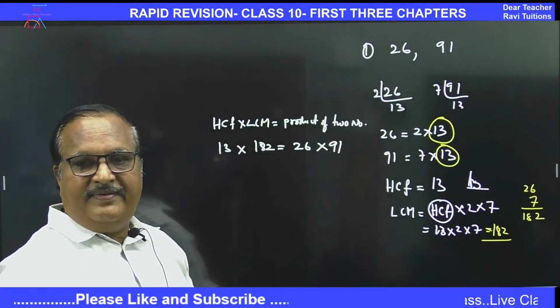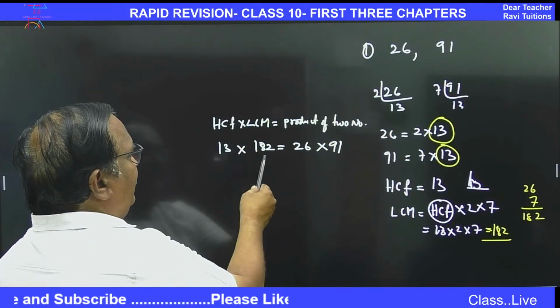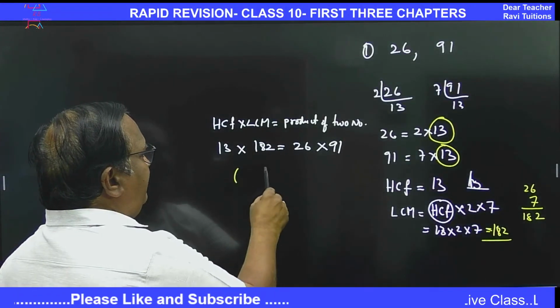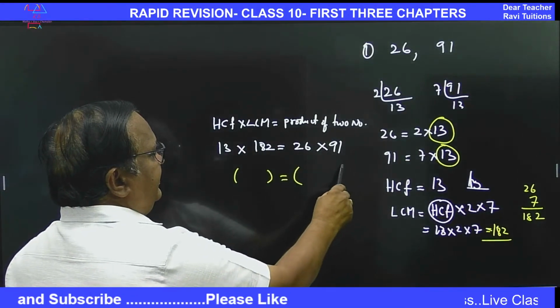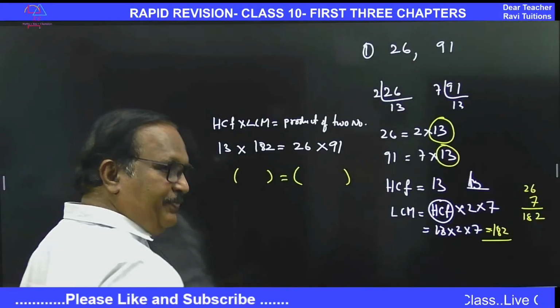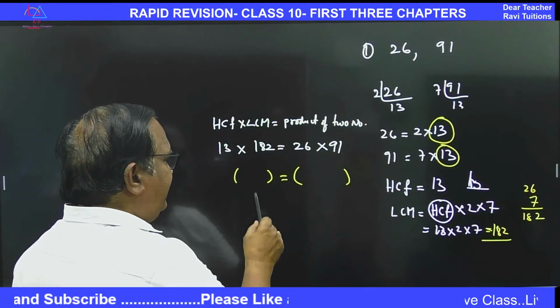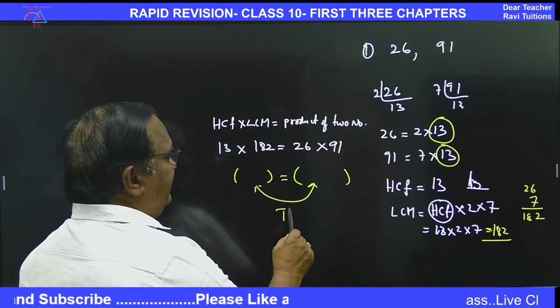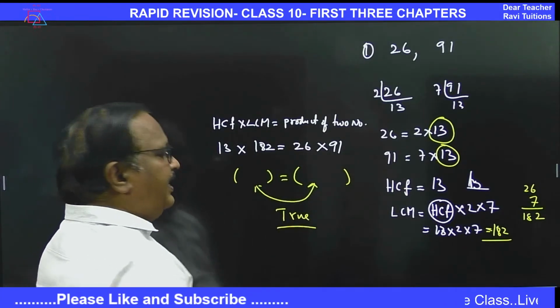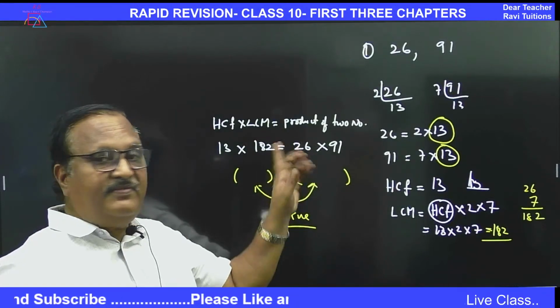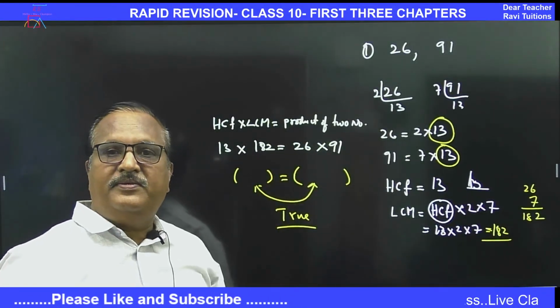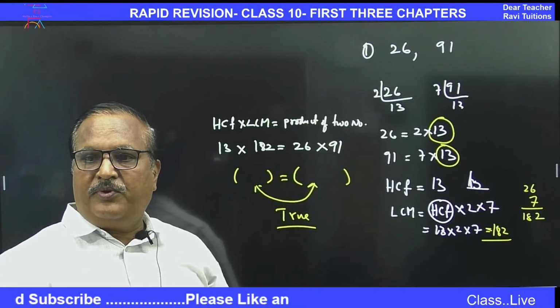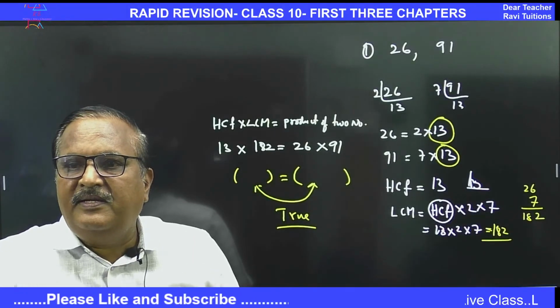Now you have to verify. Multiply 182 into 13 and you will get something. Multiply 91 into 26 and you will get something, and check whether these two are equal or not. If they are equal, it is true. Definitely they should be equal because it is one of the laws: HCF into LCM is equal to product of two numbers.